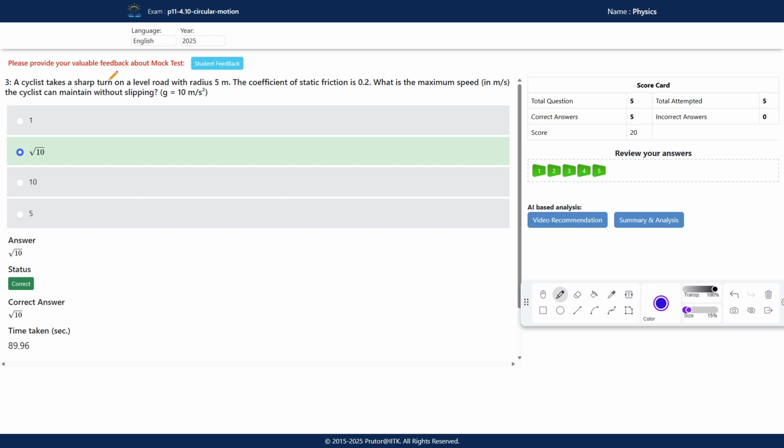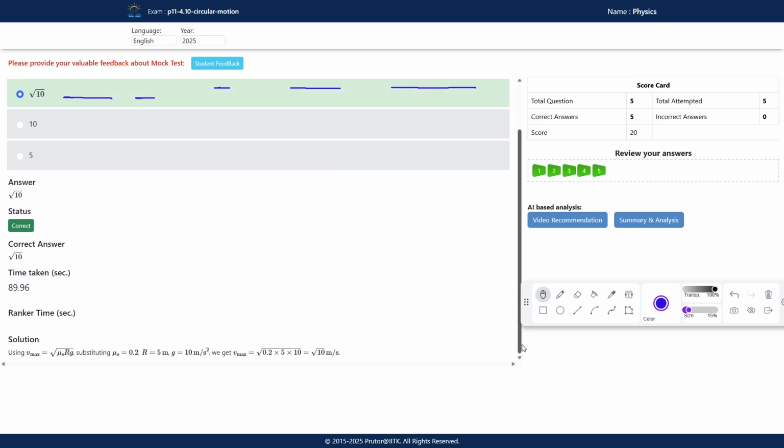A cyclist takes a sharp turn on a level road with radius 5 meter. The coefficient of static friction is 0.2. What is the maximum speed in meter per second the cyclist can maintain without slipping? g equal to 10 meter per second square. So just substitute the value in the formula, and that is, you already know, under root mu s r g, and this is very important. I told you this is very important, so remember this. Just substitute the value of mu s, r and g. You will get under root 10 meter per second.